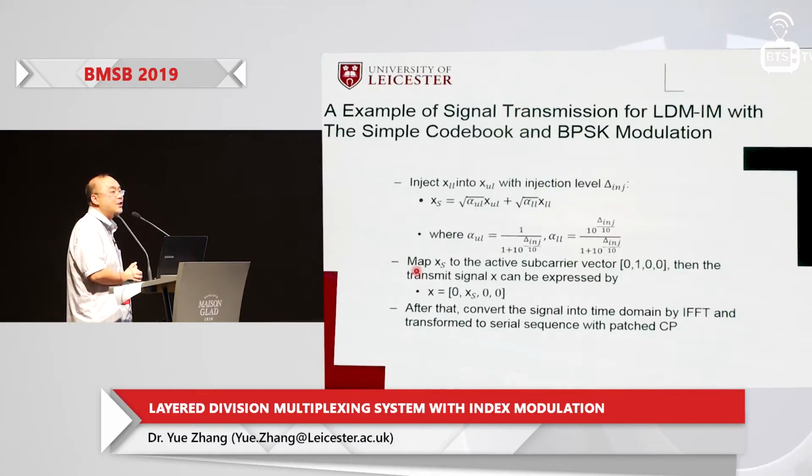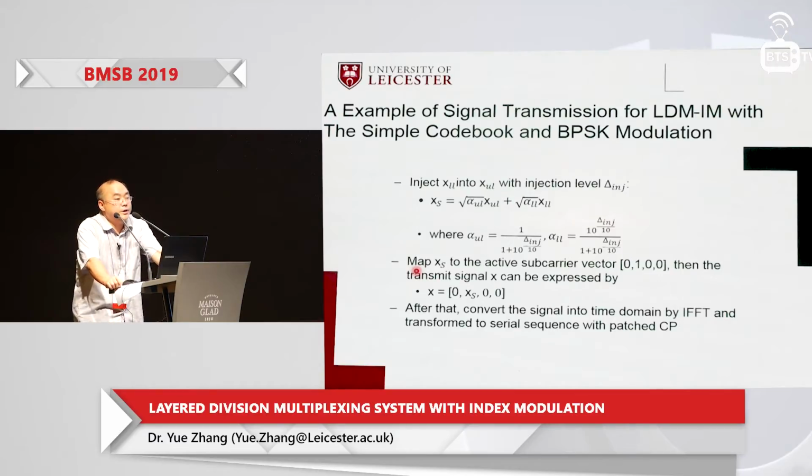By this action, you have 2 parts of information bits. First is the index modulation information, and second is your LDM modulation information bits. After that, the signal is converted to the time domain by IFFT. So your OFDM symbol has 2 parts of information. When you decode it, before you do the traditional LDM decoding, you need to do the index demodulation first.